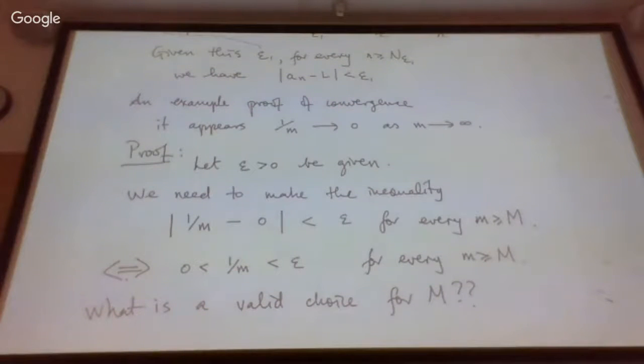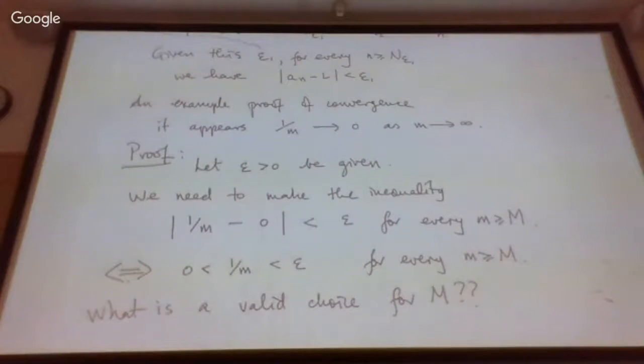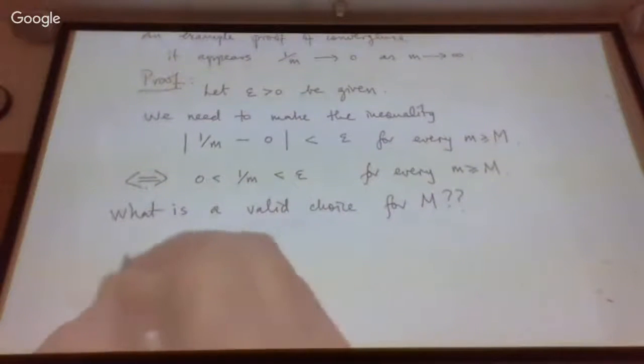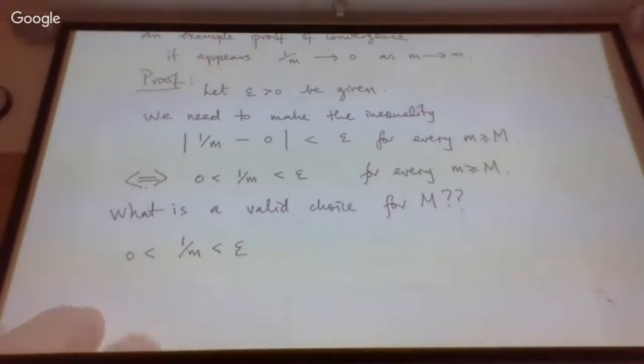Any ideas or any suggestions or candidates for what the correct value of capital M is? So capital M is supposed to be an integer. It's supposed to be some value of the indexing variable. Well, the role it has to play is it has to make this inequality true. But this inequality is equivalent to 0 less than 1 over n less than epsilon.